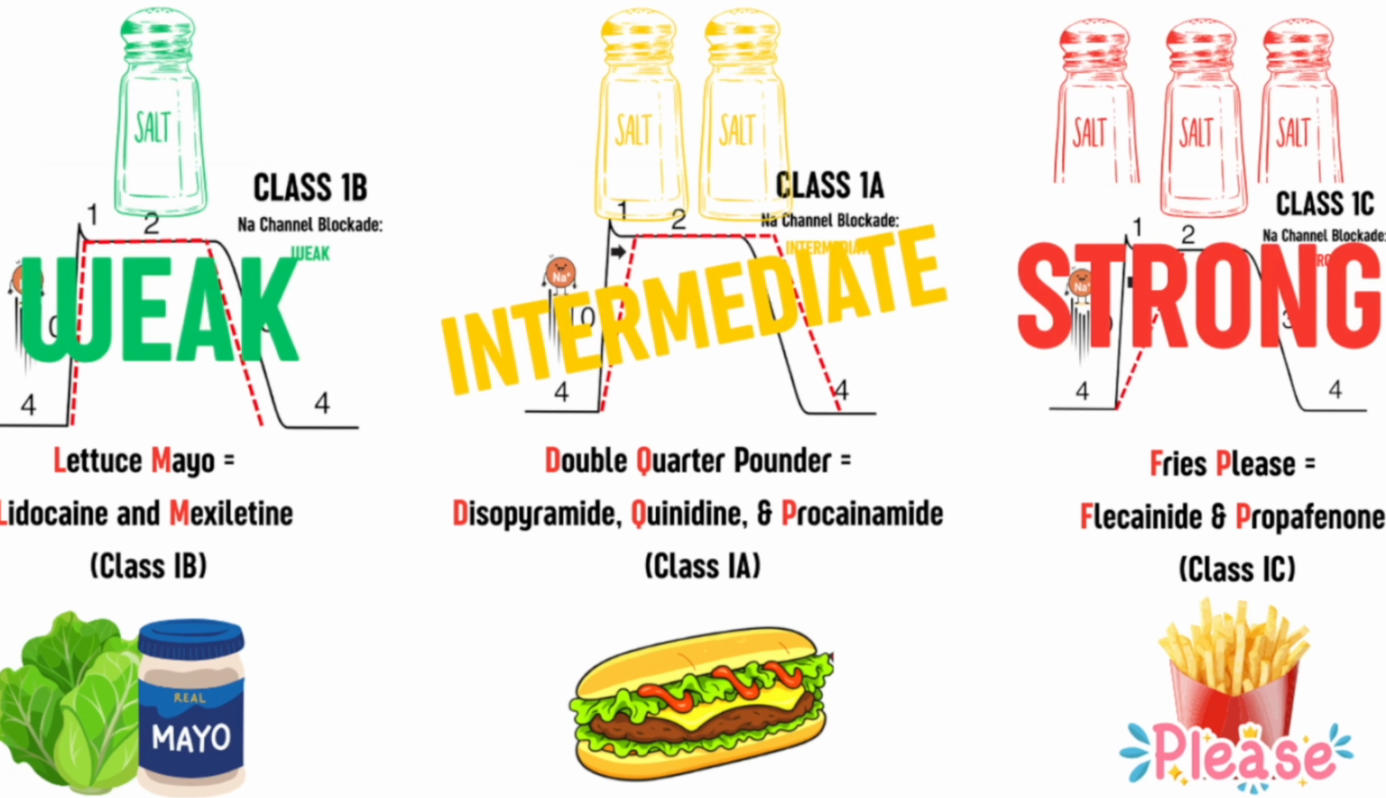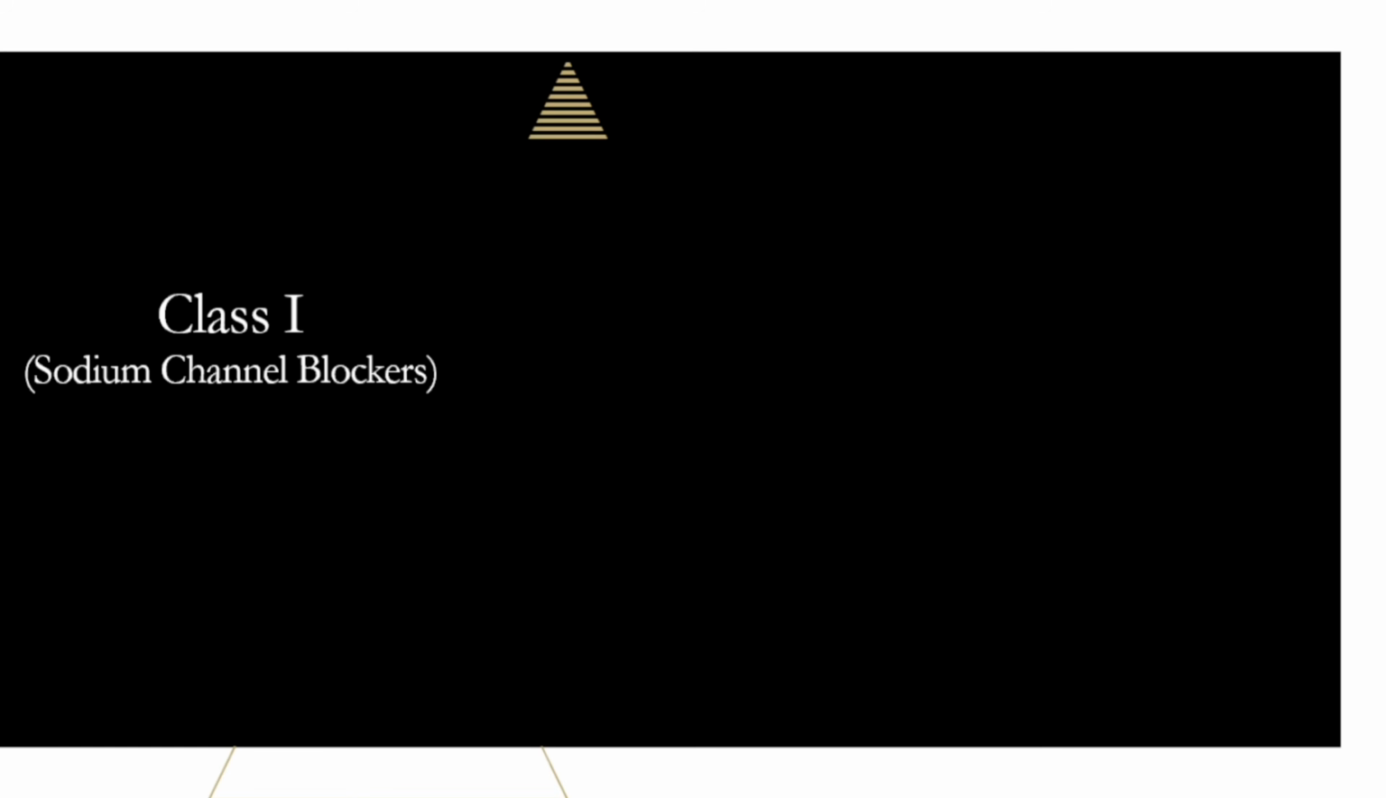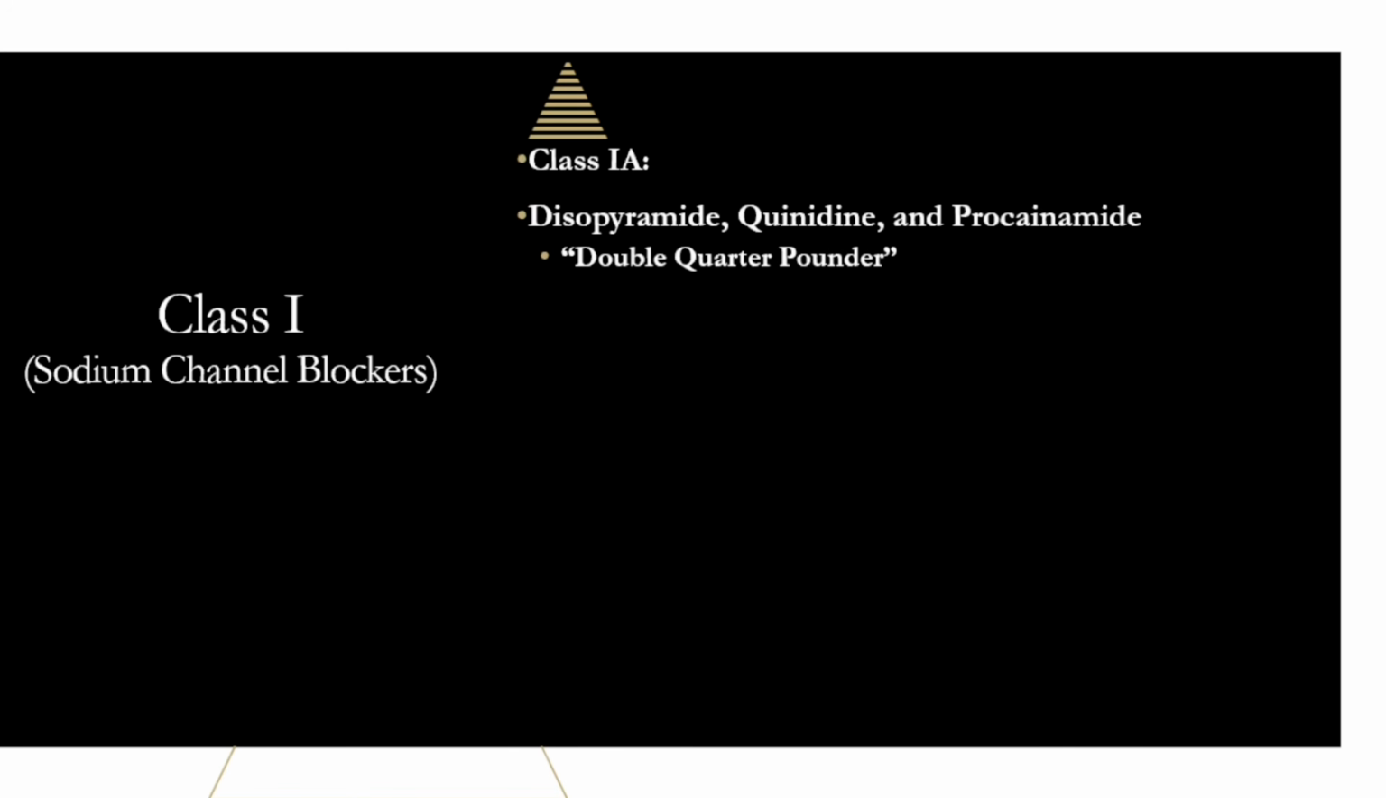Okay, next thing I want to go over is a few high-yield things to know about each of these meds, starting with our class 1A sodium channel blockers. So class 1A, remember, is our double quarter pounder: disopyramide, quinidine, procainamide. Now, before I told you, remember, this double quarter pounder is on a foot-long hot dog bun, and you probably already have an idea of why I said that at this point.